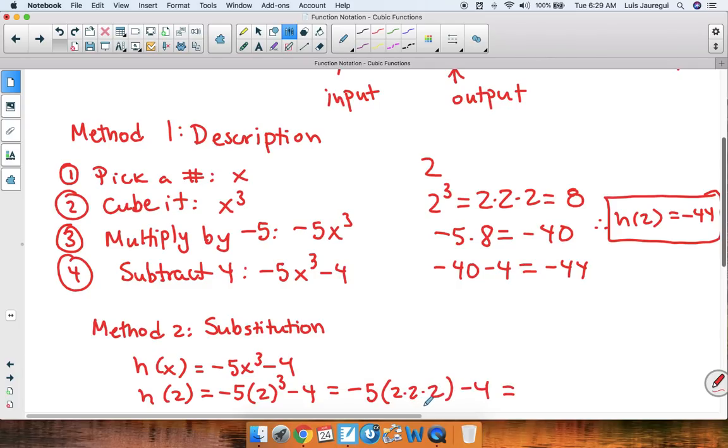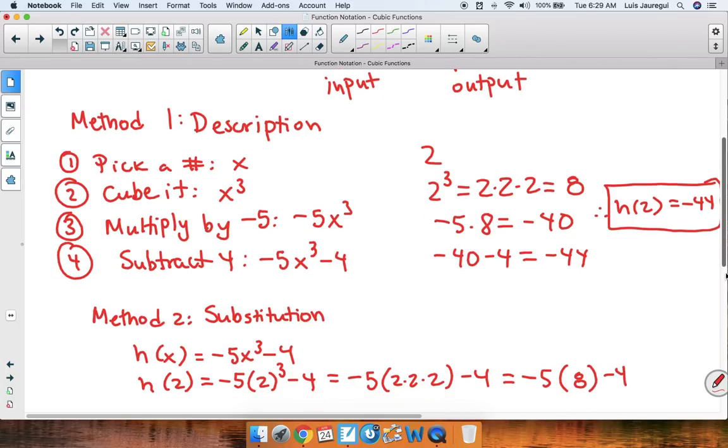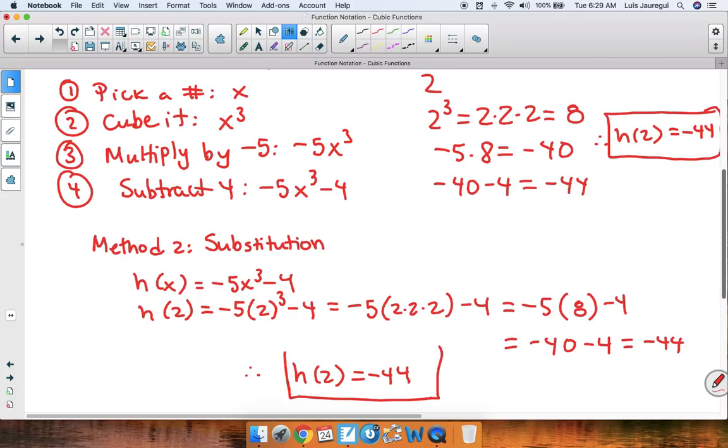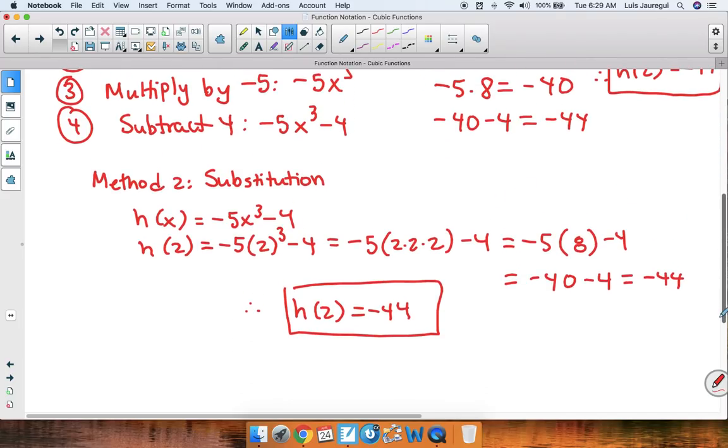And once again, let's evaluate what's inside the parentheses. So this is negative 5 times 2 times 2, which is 4, 4 times 2, which is 8, then minus 4. And negative 5 times 8 gives you negative 40, minus the 4 gives you the negative 44. Therefore, we get that h of 2 is equal to negative 44, which is consistent with our previously obtained result. And once again, we can say that an input of 2 generates the point with coordinates 2, negative 44.